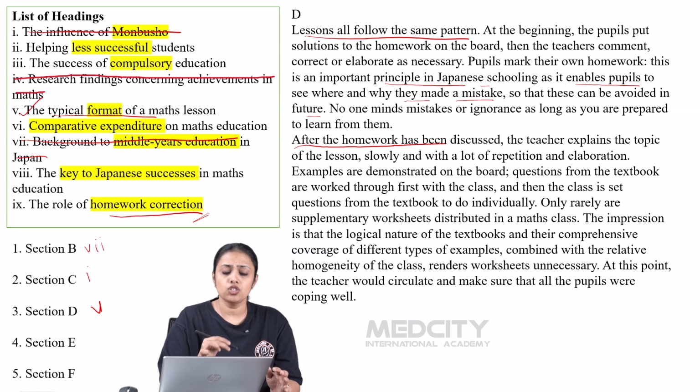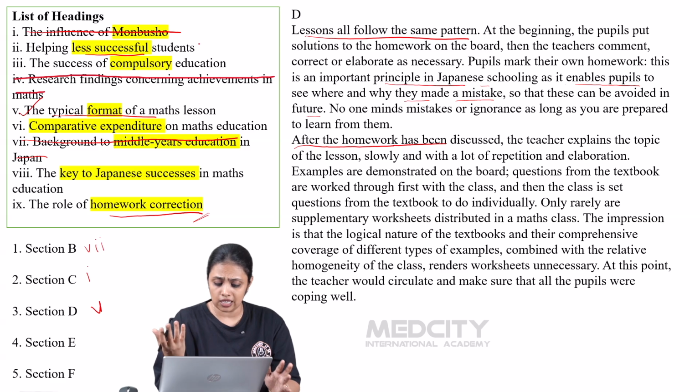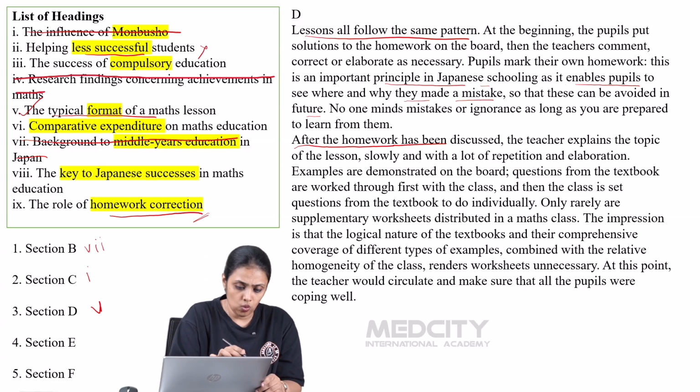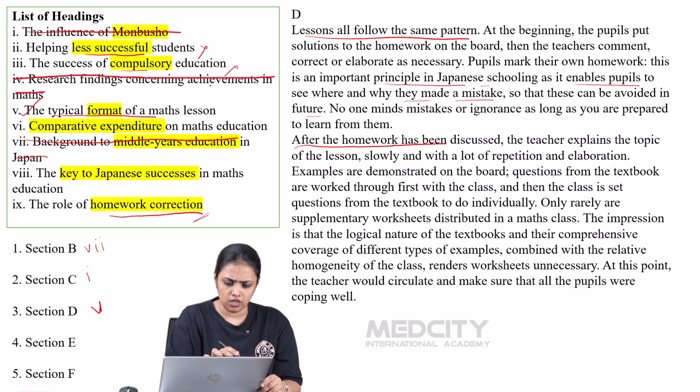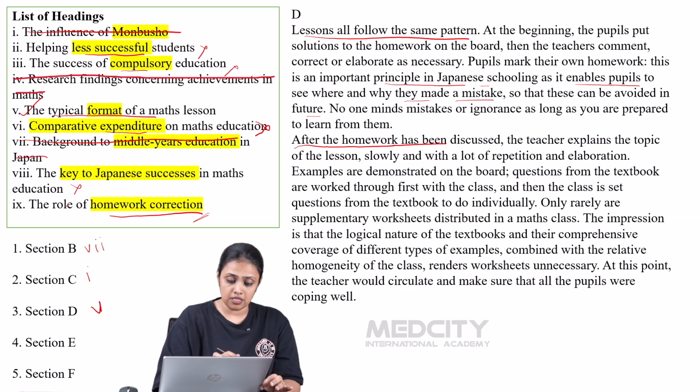Now for confirmation, we can just go through the other headings as well. Helping less successful students: did we have any mention of weak students or less successful students in this section? No, this reference was not there. Then the success of compulsory education: no, nothing mentioned about mandatory or compulsory education. Then comparative expenditure: nowhere was expense mentioned in this section. Then the key to Japanese success: they have not in general talked about success, no. Then of course homework was mentioned.